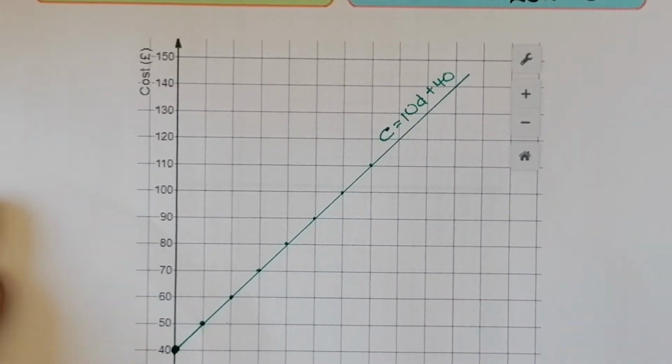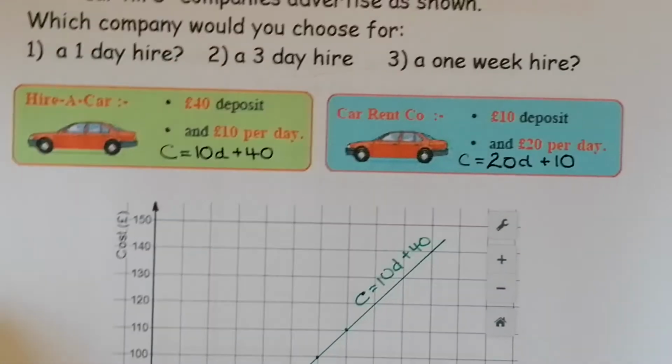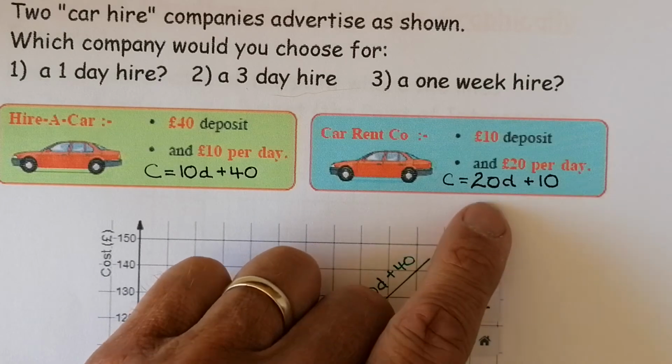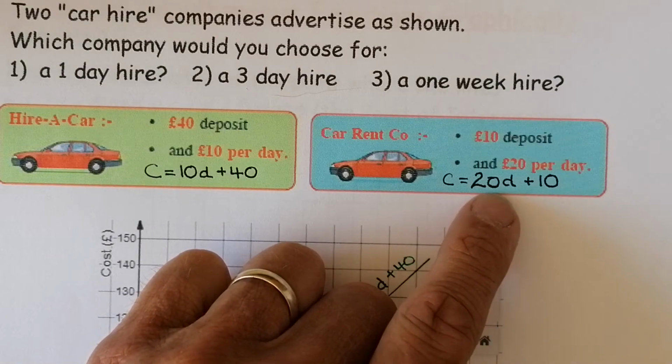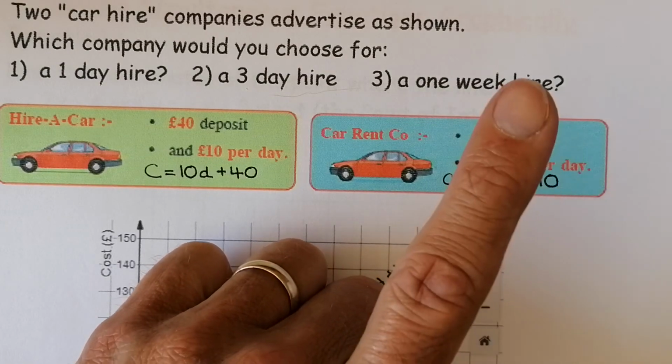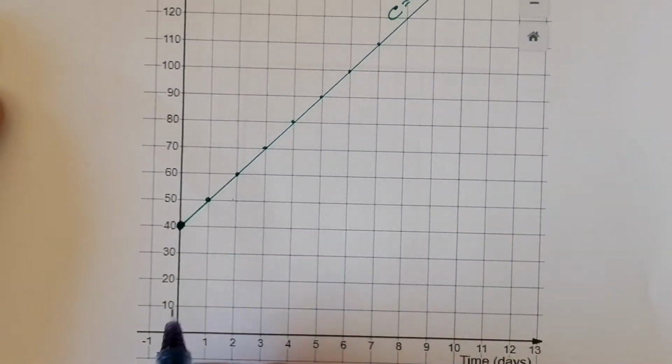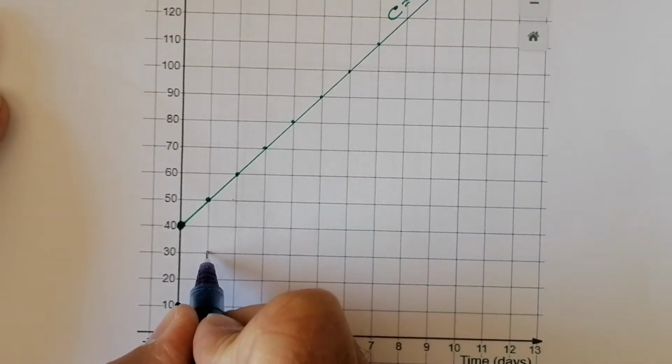Next one that I'm going to look at is the company up above. That's car rent company. So C is equal to 20D plus 10. So I'm going to start at 10. And we'll move up a gradient of 20. So every time I go along 1, I'll go up 20. So let's draw that as well. So I'm going to start at 10, down the bottom here, starting at 10. And what we're doing is going along 1 and up 20.